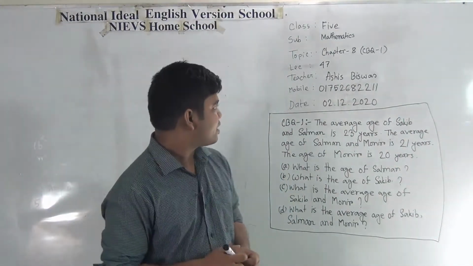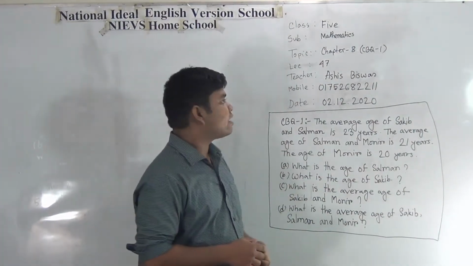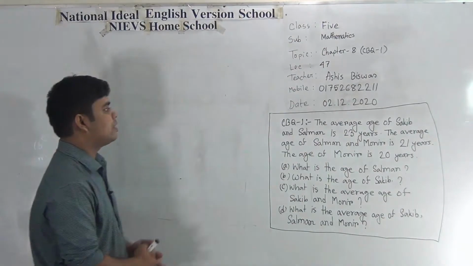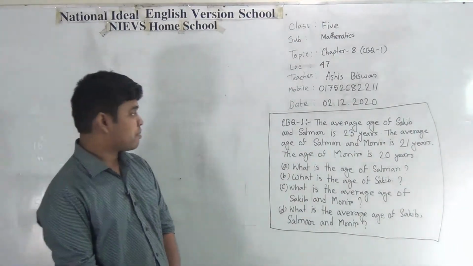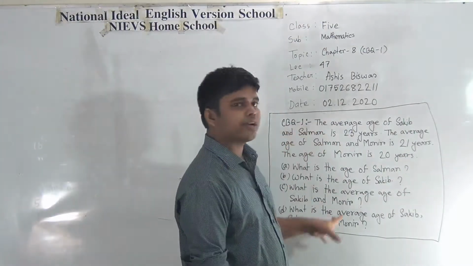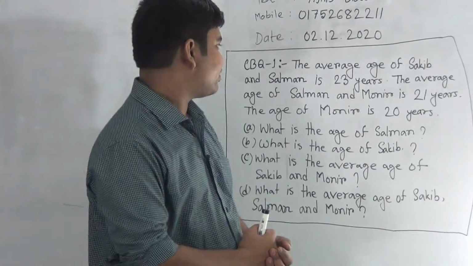So my dear students, today is our lesson number 47 and there is good news for you: there is no homework today. So let us start our class. Before starting to solve this math, at first we read the question. CBQ number 1, which is written on the board and is taken from your suggestion for the annual term.